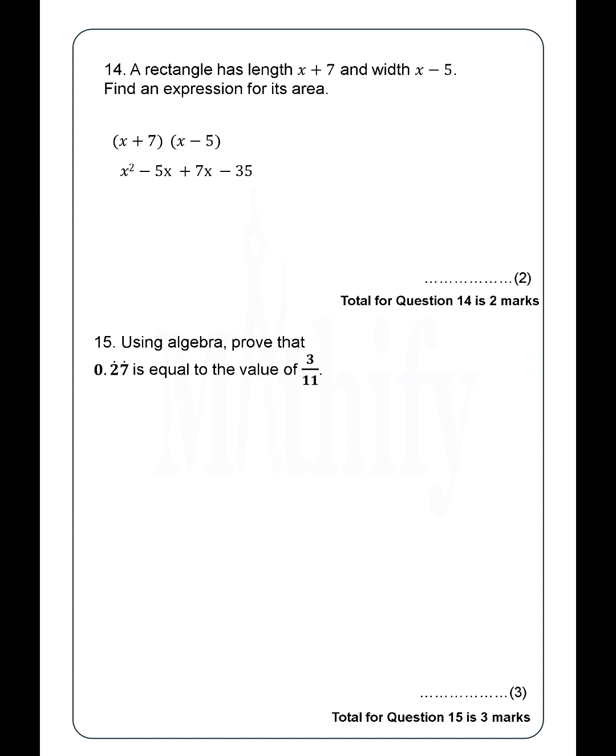Now simplify. x squared stays as this. Minus 5x plus 7x is positive 2x, and minus 35. Therefore, the expression for the area of the rectangle is x squared plus 2x minus 35.